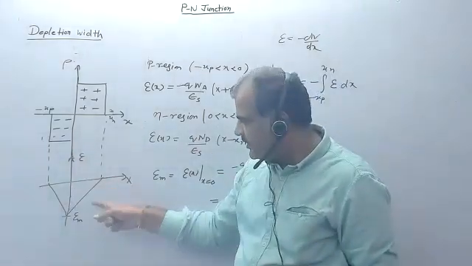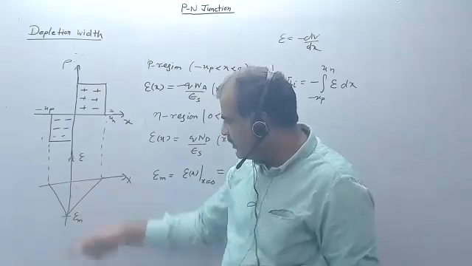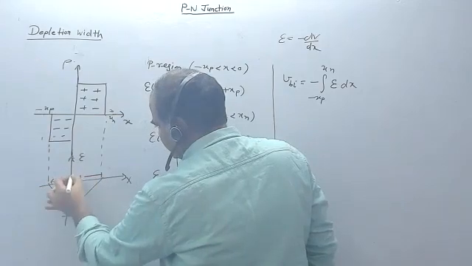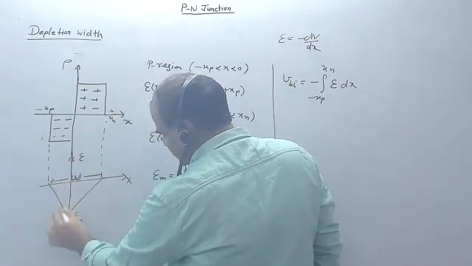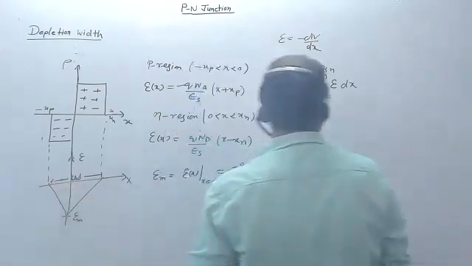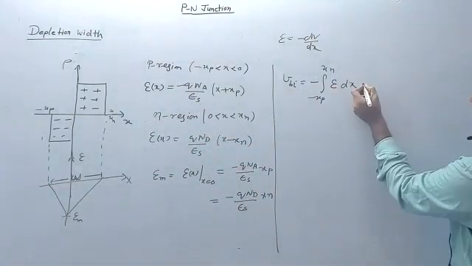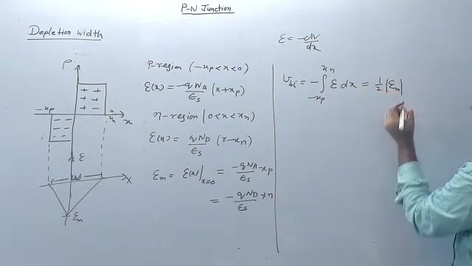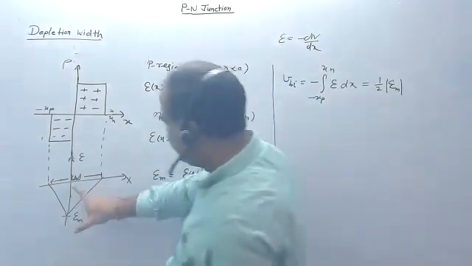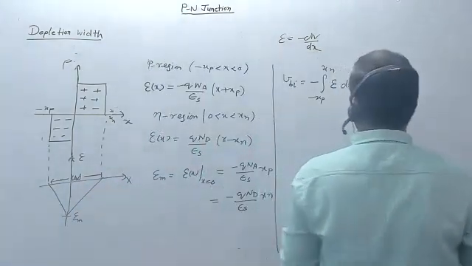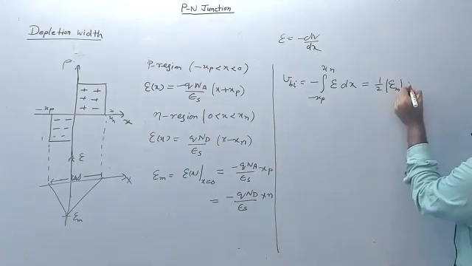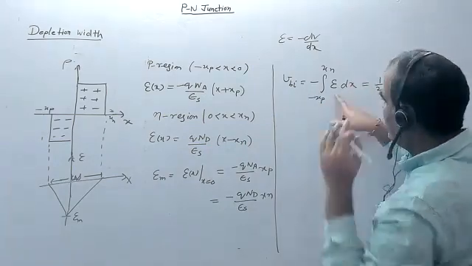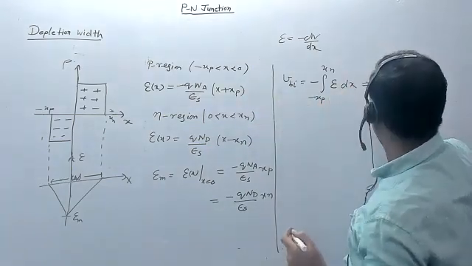We can do this directly because this is a triangle. This width is xp plus xn, which is W, and this height is Emax. So I can write my VBI directly as half times Emax, taking the magnitude since we need only the magnitude of the area, times W, the width. If you want, you can also put in the electric field values, and the same answer will come.